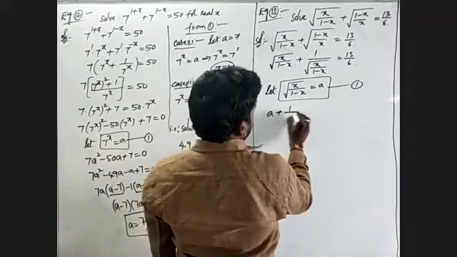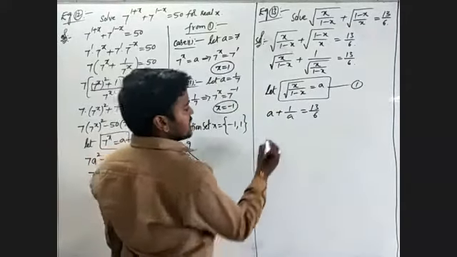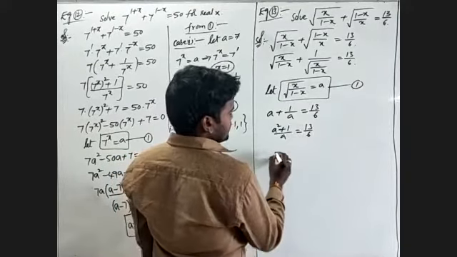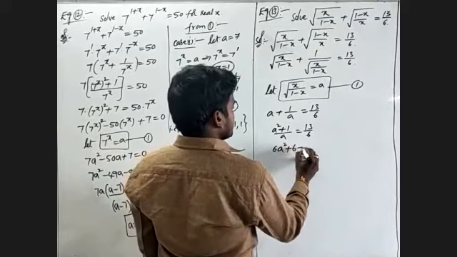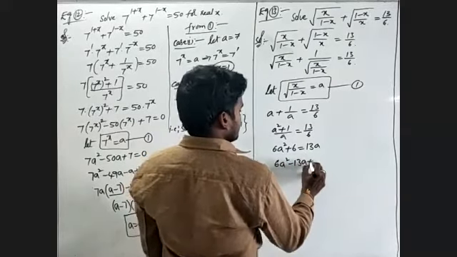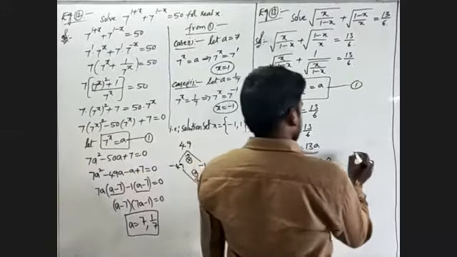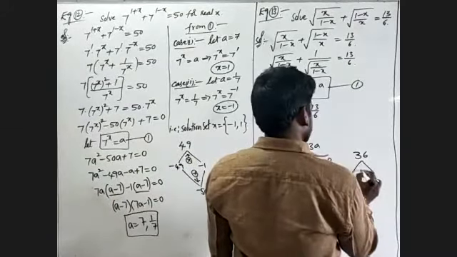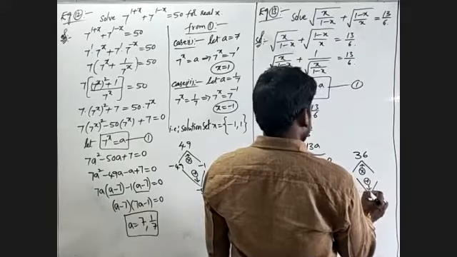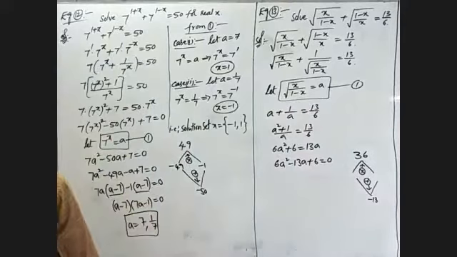What do I have to write? a plus 1 by a is equal to 13 by 6. By using cross multiplication, I will write a square plus 1 by a is equal to 13 by 6. By cross multiplication, 6a square plus 6 is equal to 13a, and I will write 6a square minus 13a plus 6 is equal to 0. Observe: 6 into 6 is 36, their multiplication should give 36. After that, their addition should give minus 13.